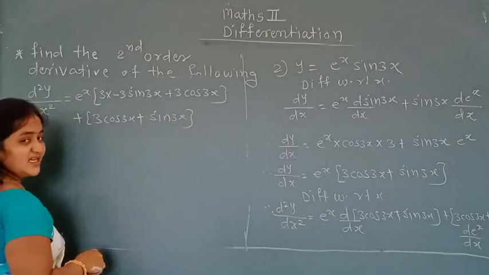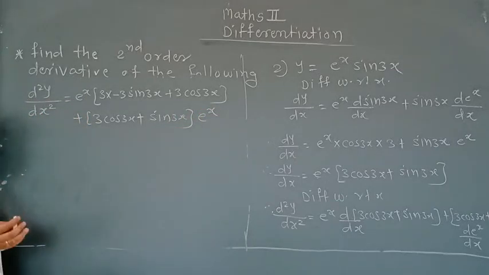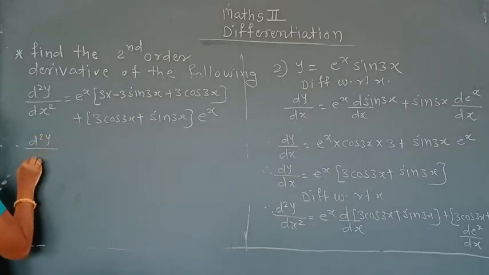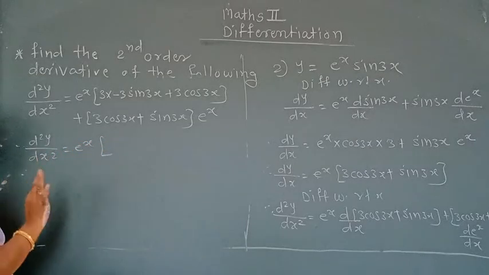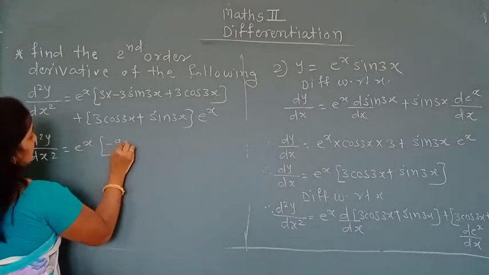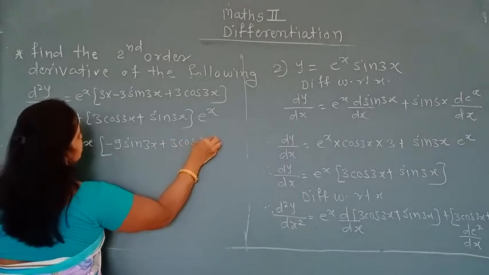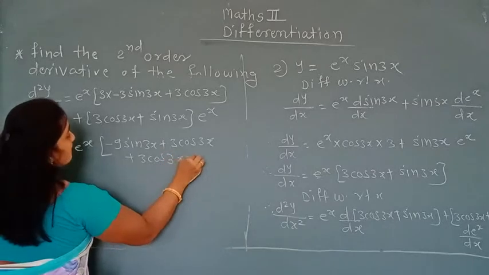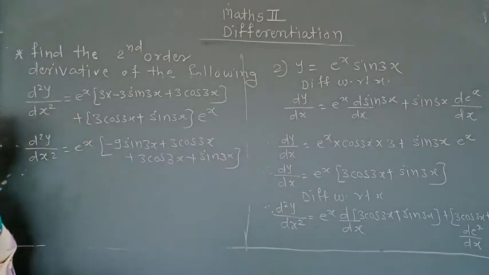What is the derivative of e raised to x? Which is e raised to x. Now in this term e raised to x is again a constant, take it outside. So same thing, we can take it outside. So here e raised to x is common, take it outside. 3 minus 3 which is minus 9 sine 3x plus 3 cos 3x plus 3 cos 3x plus sine 3x. Remaining terms together in the bracket.